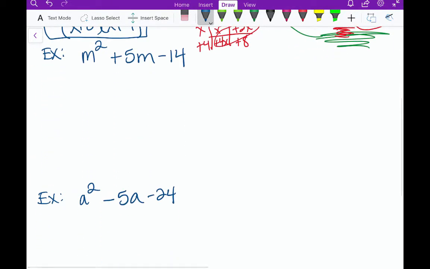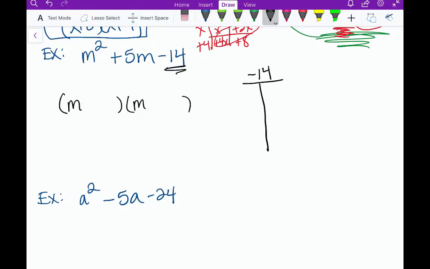All right, our next example is a little bit different, just slightly. So again, I'm going to have my two factors, and my first term in each is going to be m, because I have m squared. So now I need to make a table of factors of negative 14. That's my c. That's what I need these two numbers to multiply to get the negative 14.